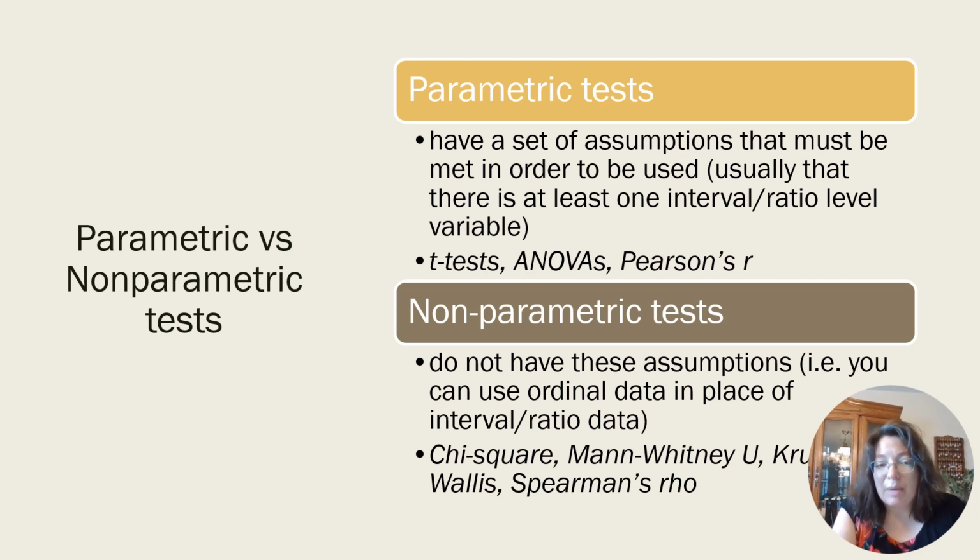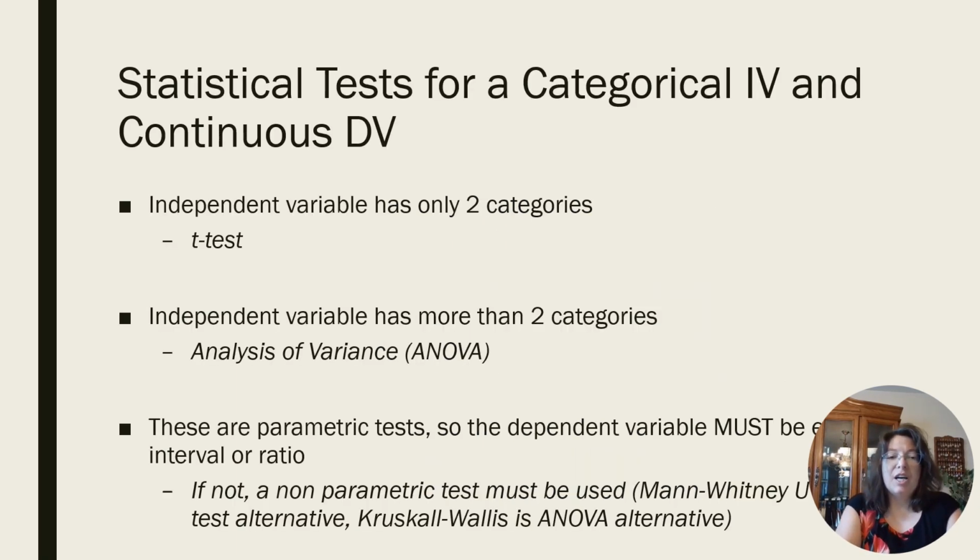On the other hand, non-parametric tests don't have to meet these assumptions. You can use ordinal data in place of interval or ratio data. And we will cover some of these tests today. So with the t-test and ANOVA family, you have a categorical independent variable and a continuous dependent variable. If your independent variable has only two categories, for instance, something like gender, where you're only using a binary version like male and female, you would use a t-test.